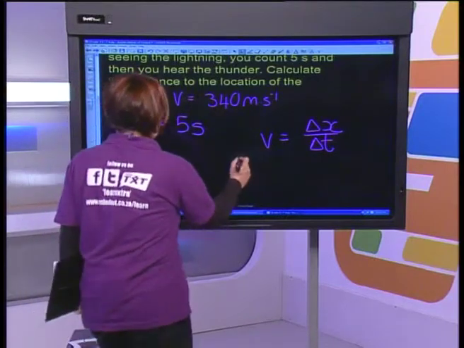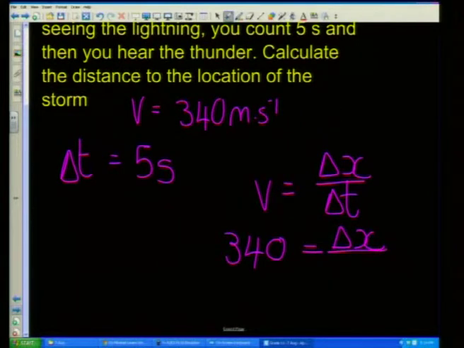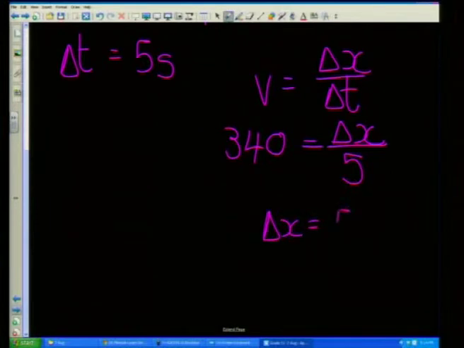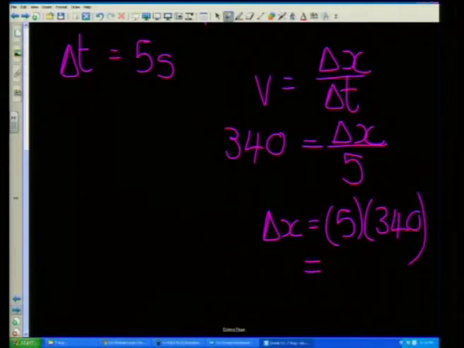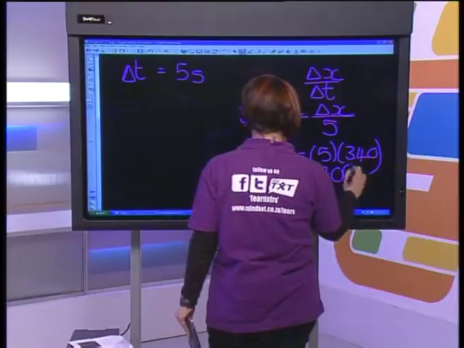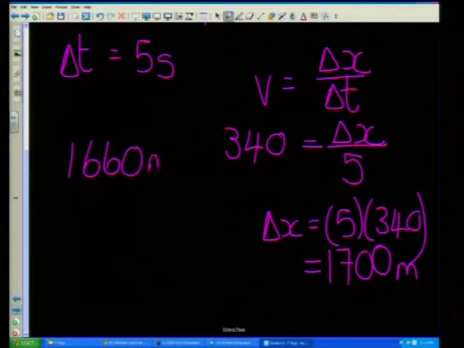We have v, which is 340. We want delta x, and time is 5. So delta x is 5 times 340. This is where we could play fastest fingers first, almost like a game show. We could turn this into a game show. And look at this, 1,700 meters. Remember, before we started this, I said it would be about 1,660 meters. That's pretty darn close, actually.